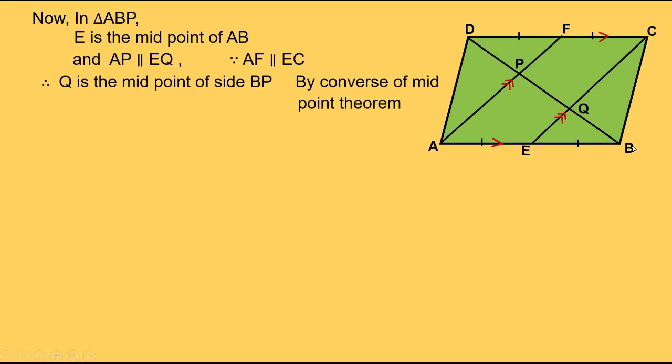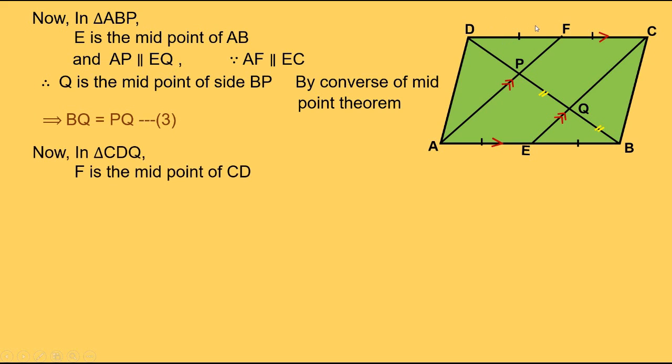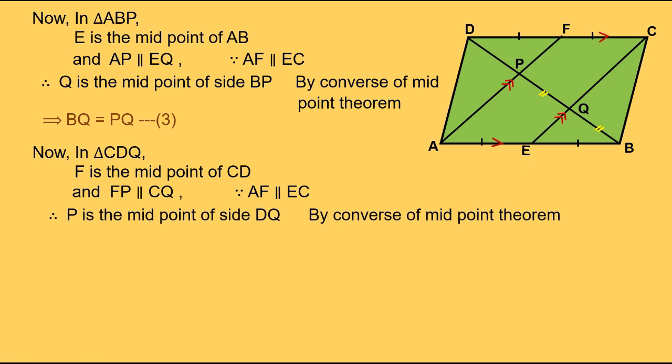This implies BQ is equal to PQ. Let's take it as equation 3. Now in triangle CDQ, F is the midpoint of CD and FP is parallel to CQ since AF is parallel to EC. Therefore, P is the midpoint of DQ by converse of midpoint theorem. This implies DP is equal to PQ. Let's take it as equation 4.